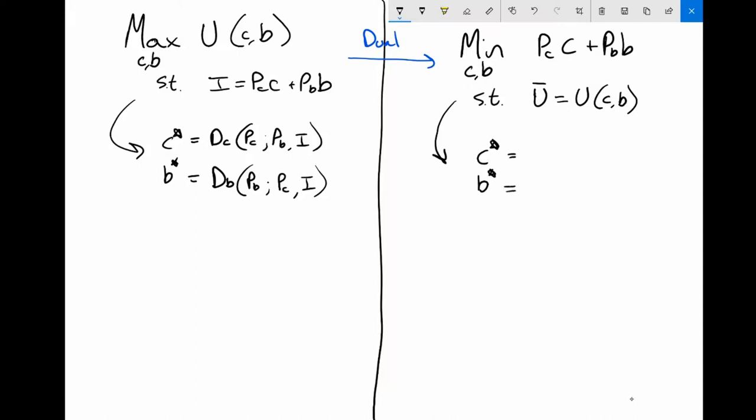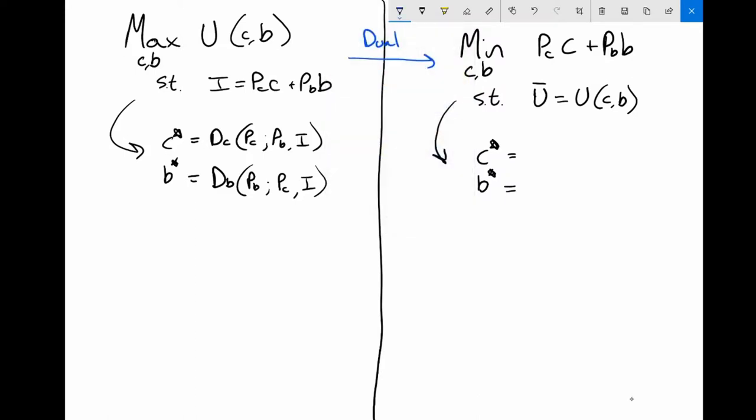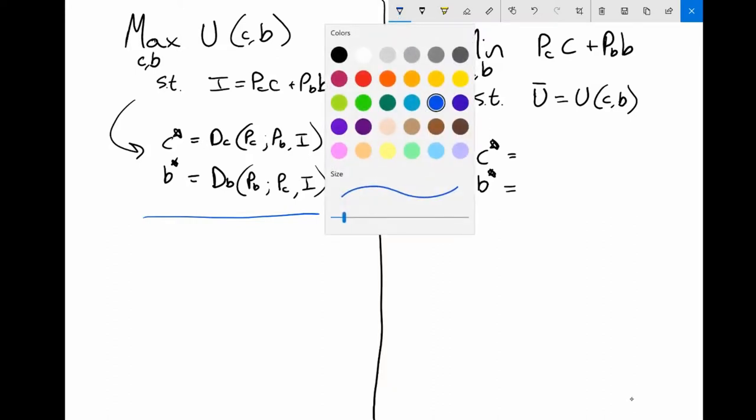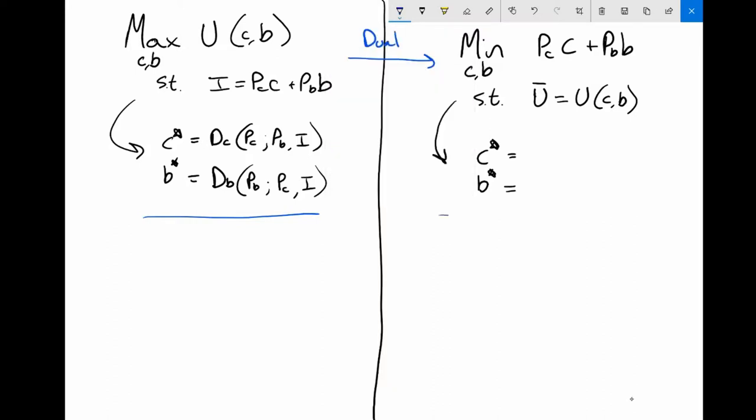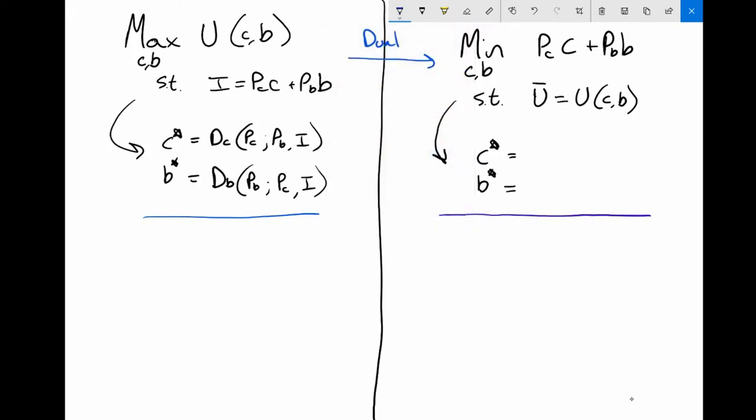Now in this lecture, we are going to relate these two in a more meaningful way. Because what we are going to realize in today's lecture is that the solutions to the utility maximization problem are demand functions, and the solutions to the expenditure minimization are demand functions, but they're actually two different kinds of demand functions. Let me define these two.